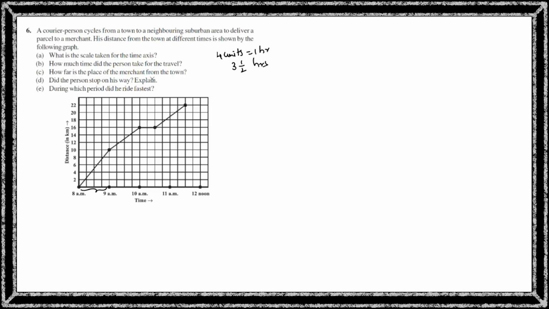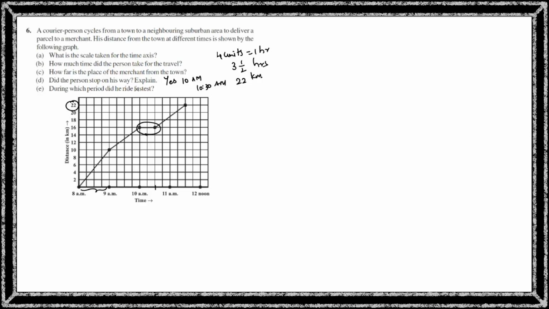How far is the place of the merchant from the town? So he's clearly covered a distance of 22 kilometers. So the answer is 22 kilometers is the total distance. And did the person stop on his way? You can see that from 10 to 10:30, okay, here he hasn't covered any distance. That means he has just stopped there. He did not progress from 10 to 10:30. So yes, between 10 a.m. to 10:30 a.m. for half an hour he probably took a rest.